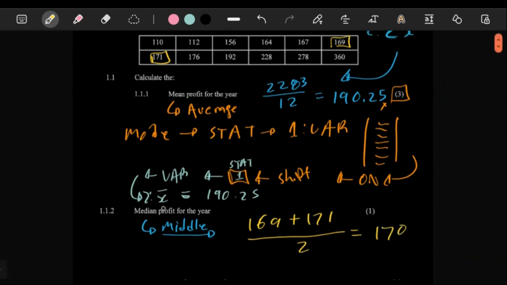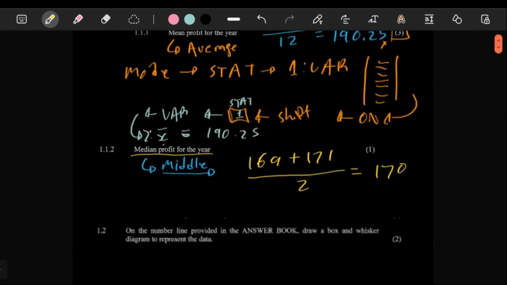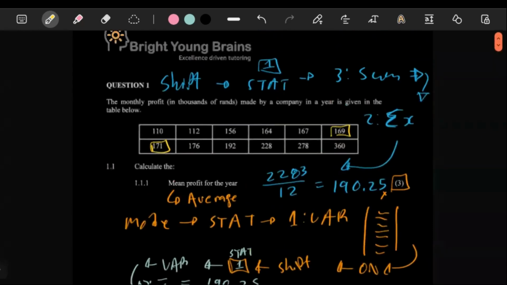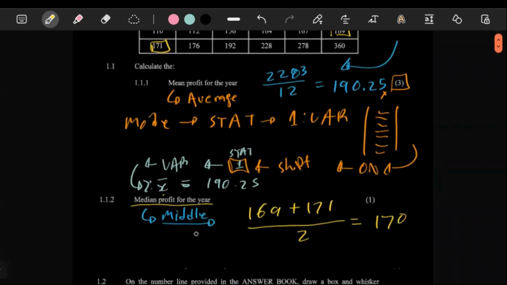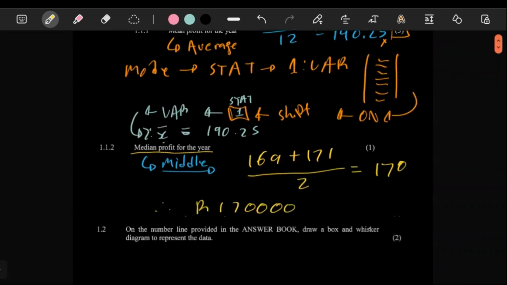But then they say it here, they need the median profit for the year. So this 170, you have to remember your data is in thousands. So don't forget to then say, therefore, 170,000 rands. If you leave it as 170, you might not get your 1 mark. So don't be that guy.